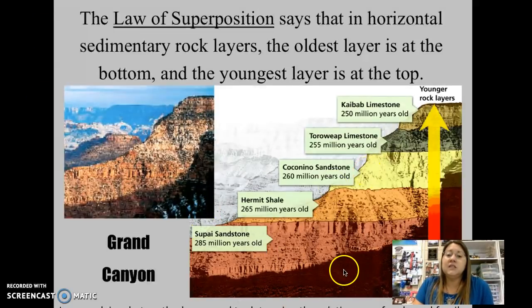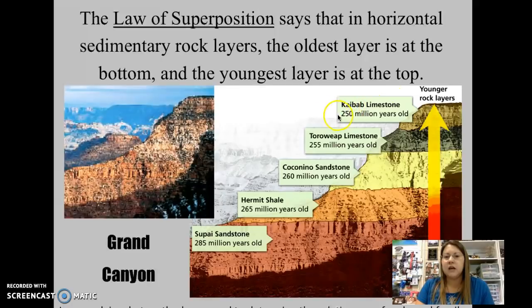So in this example of the Grand Canyon, the Supai sandstone is the oldest. It's 285 million years old. It was the first layer in this example that was deposited. The youngest rock layer here at the top is the Kaibab limestone. It's 250 million years old.